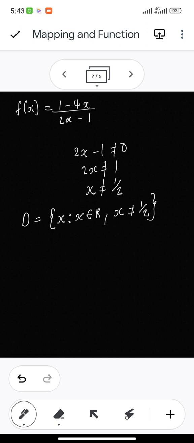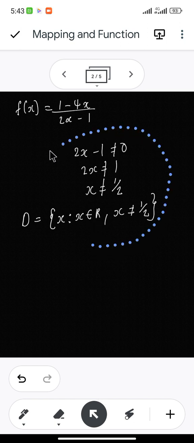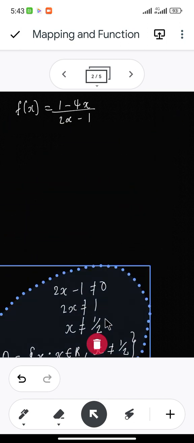Now, this is for domain. If you're asked to find the range of this same equation, what you do first of all is you look for the inverse. You understand? When you get the inverse of this equation, then you just solve like you solved for the domain. So now let's try that.